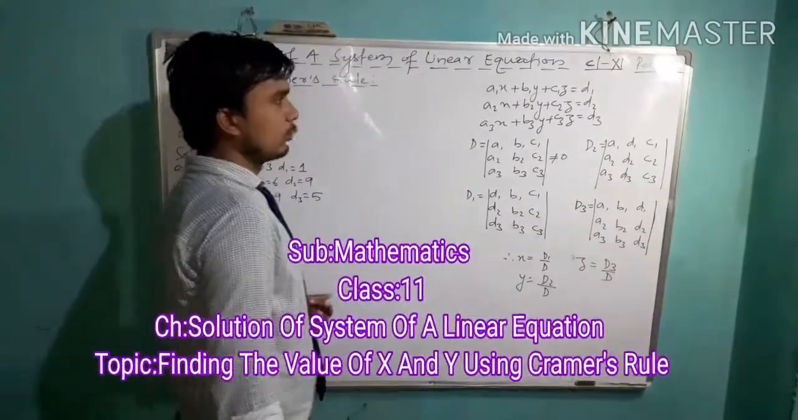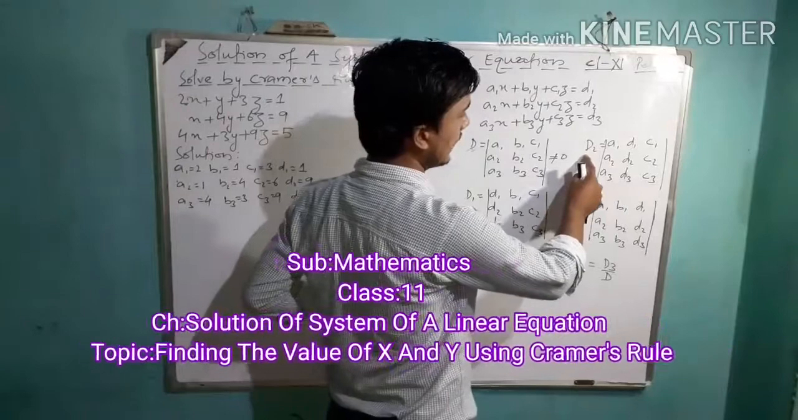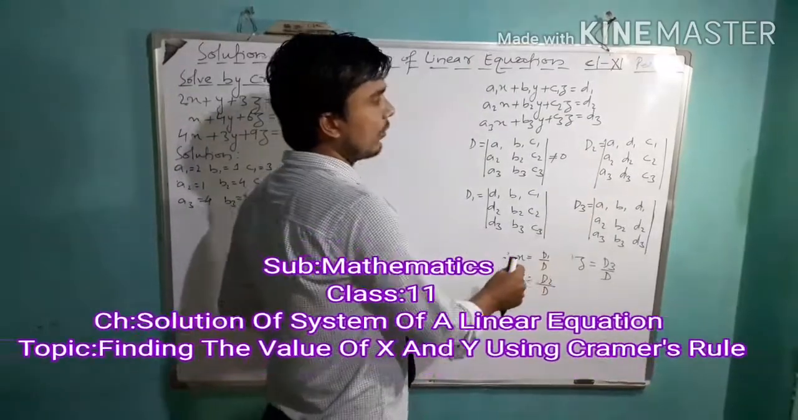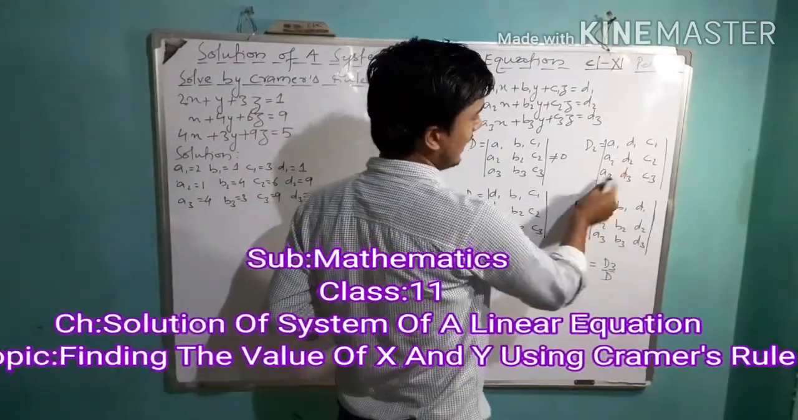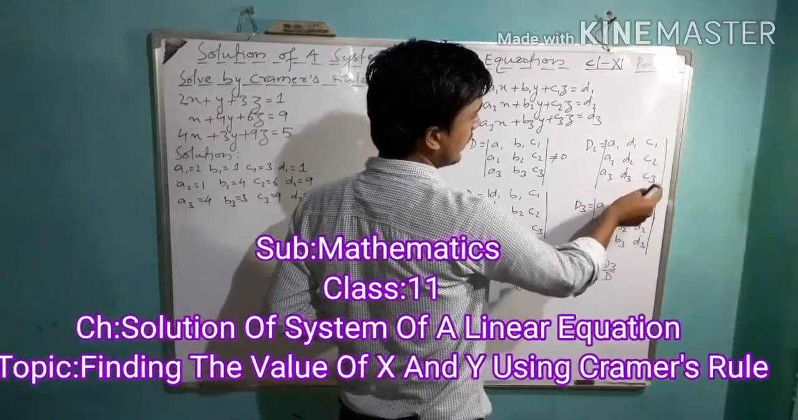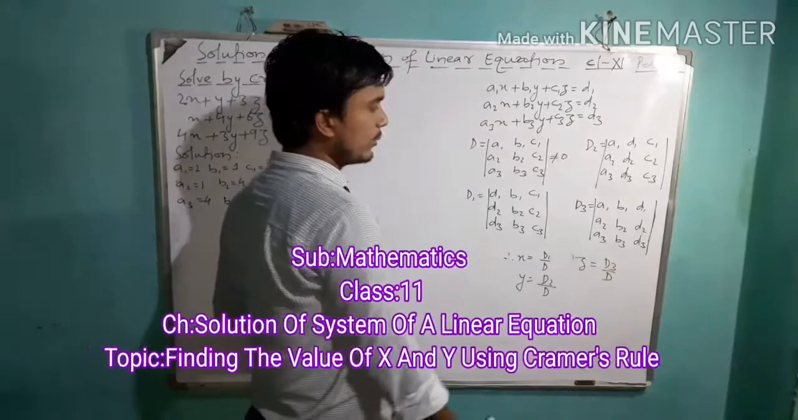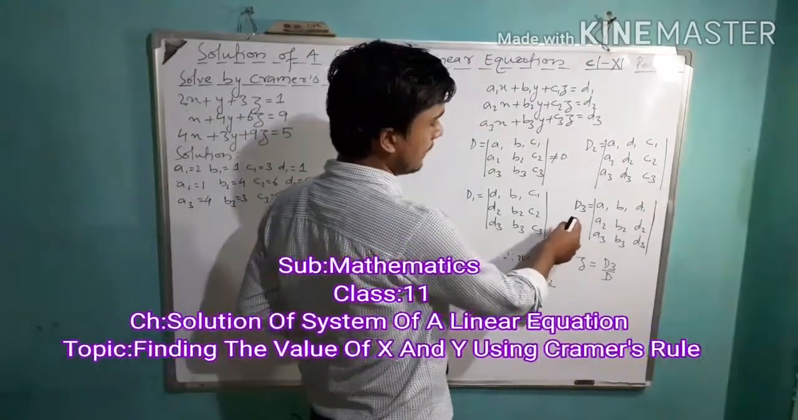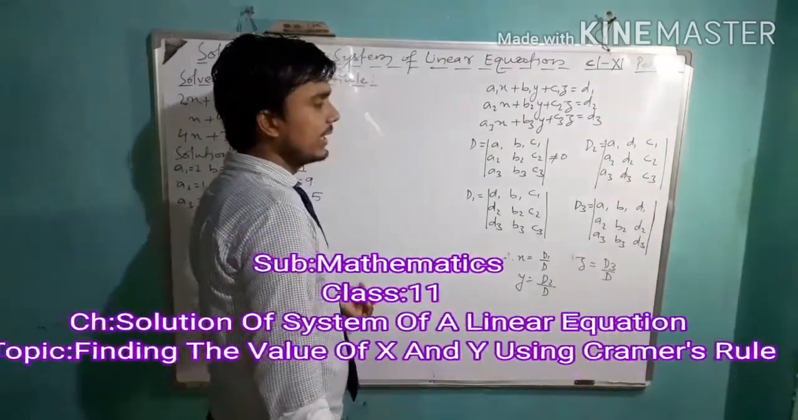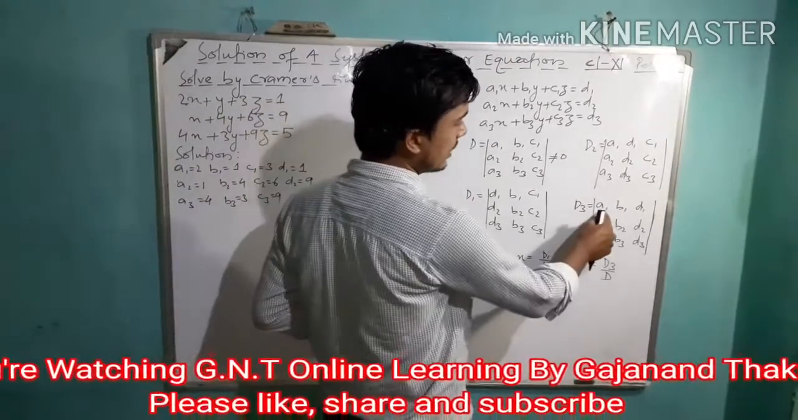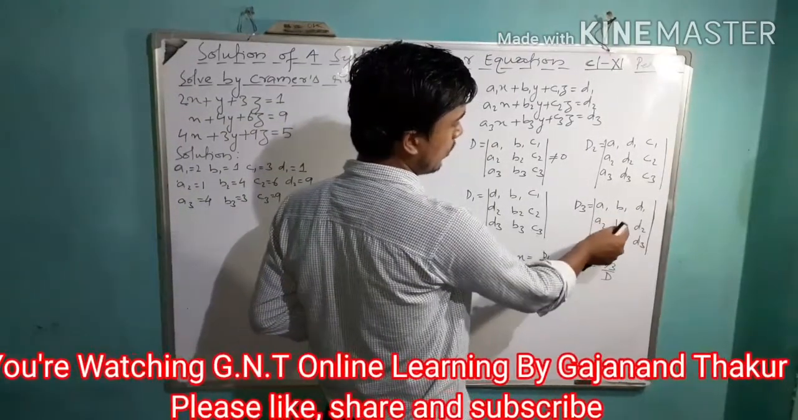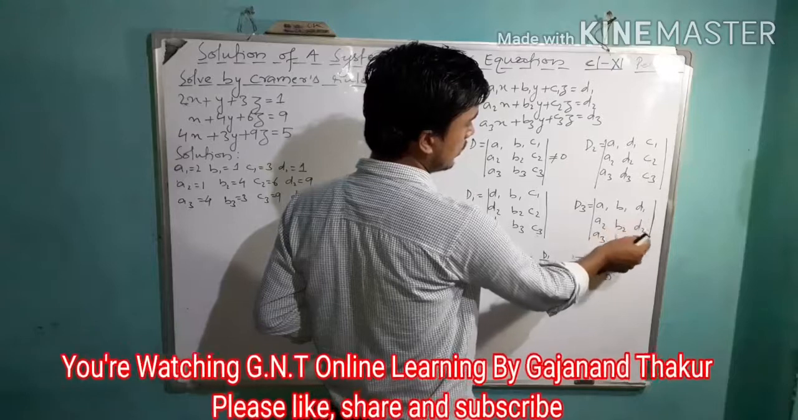After that, we need to find the value of D2, that is the determinant of the elements a1, a2, a3, d1, d2, d3, c1, c2, c3, right? Then we have to find the value of D3, and we find D3 this way: the determinant of the elements a1, a2, a3, b1, b2, b3 and d1, d2, d3.